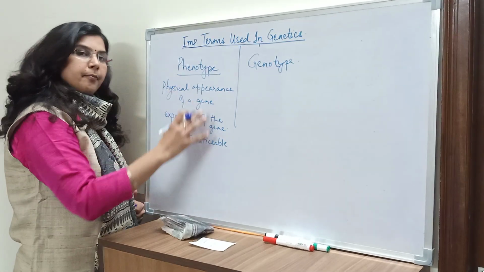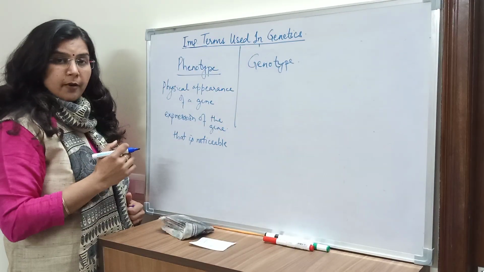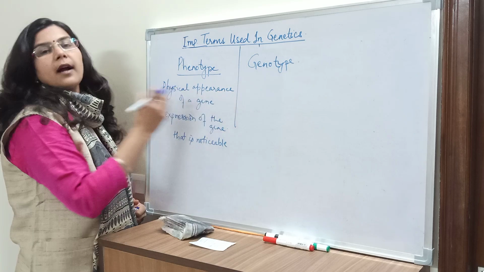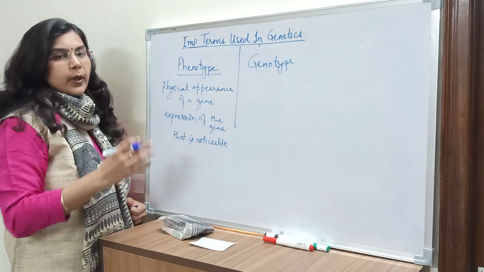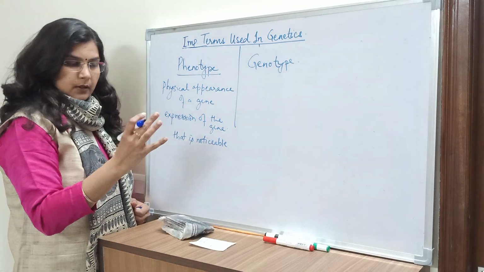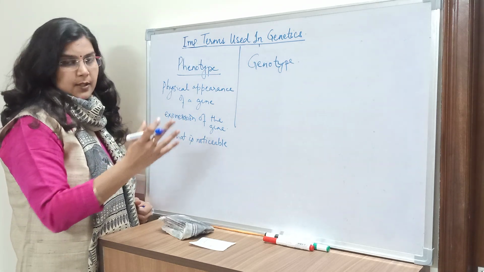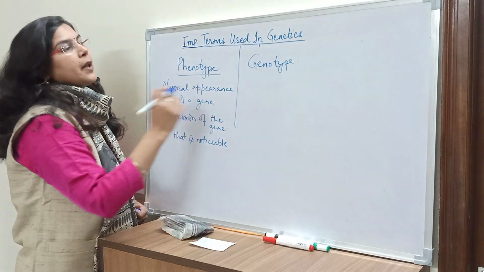Say, if a plant, we can easily say this plant is tall, this plant is dwarf. We can always say this flower is purple and this appears white. So just by seeing, we can appreciate two different contrasting traits of some gene. So that is the phenotype.